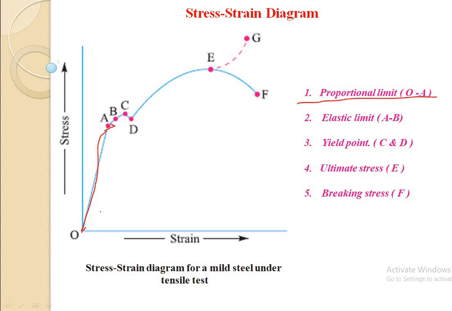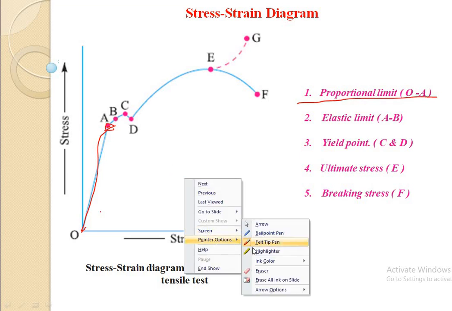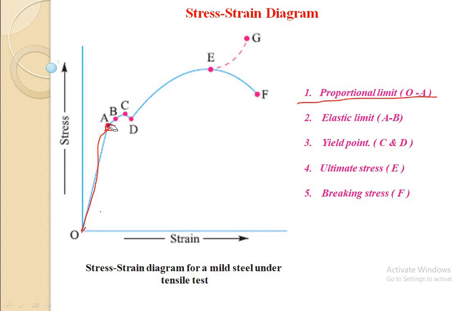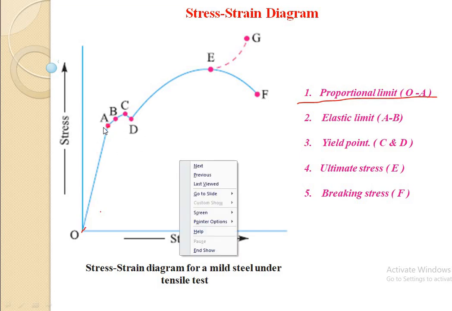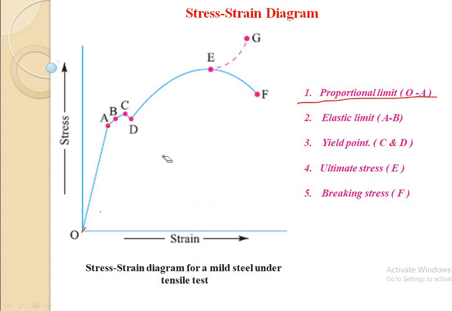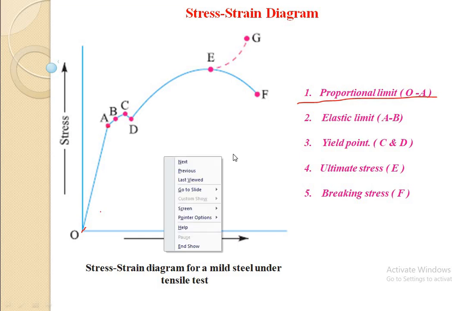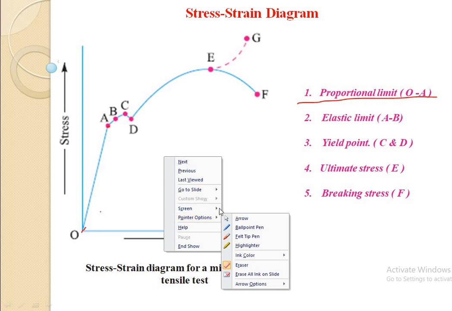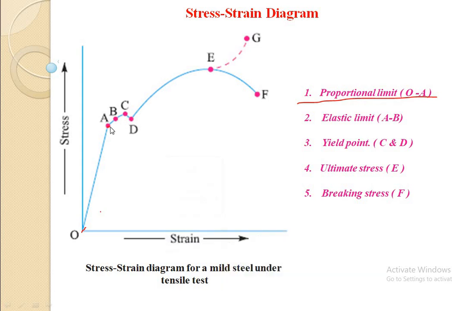From point A, the curve deviates. The curve is not a straight line. Up to point A, the curve is a straight line, but from point A, the curve deviates. So O to A is the proportional limit. That means stress is directly proportional to strain.